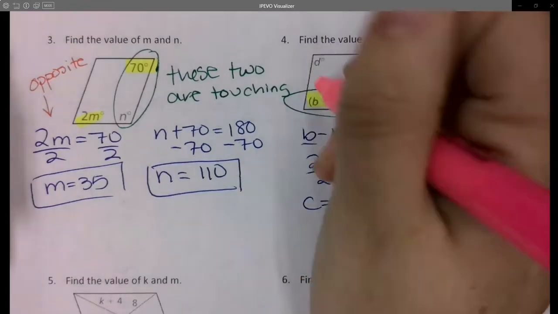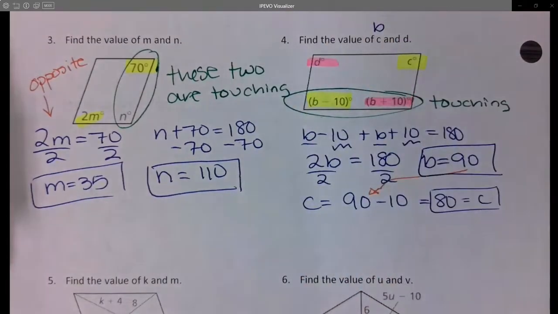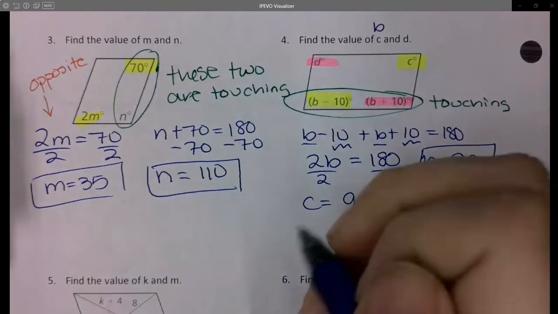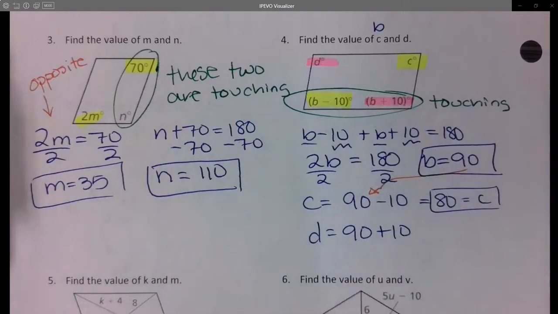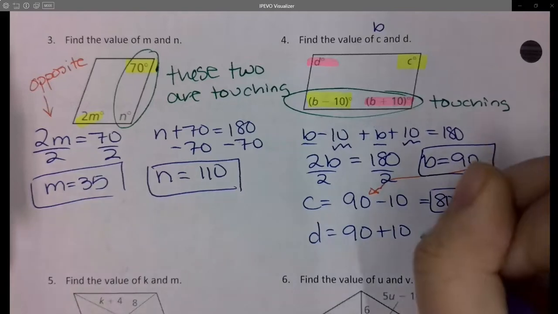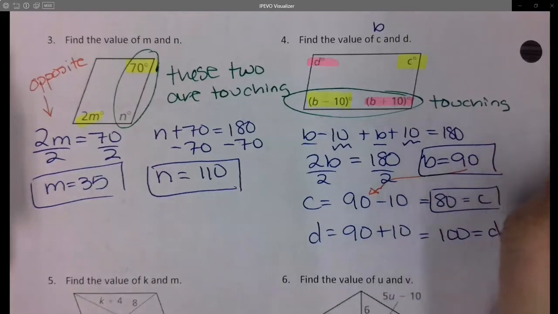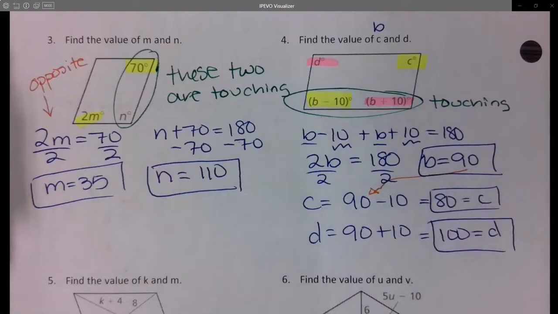And then I want to do the same thing for D. So I plug in the 90 for B as well. And then 90 plus 10 gets me 100. Questions on this one?